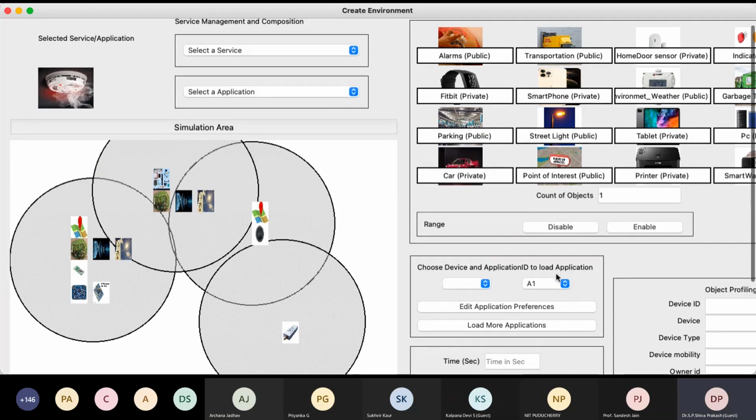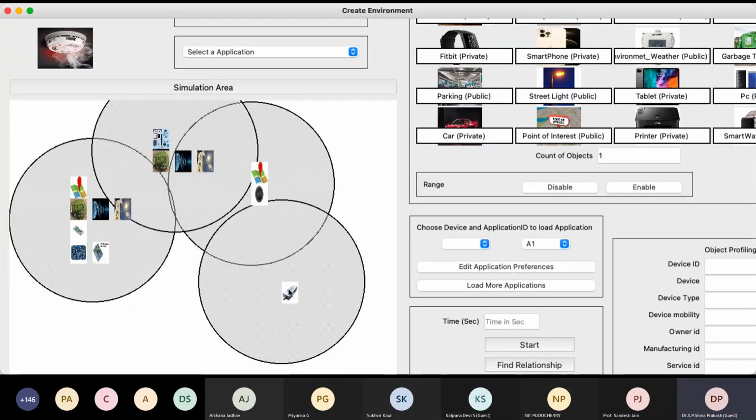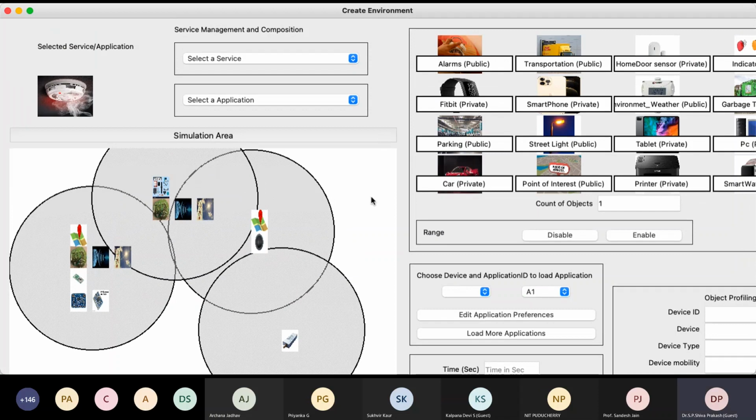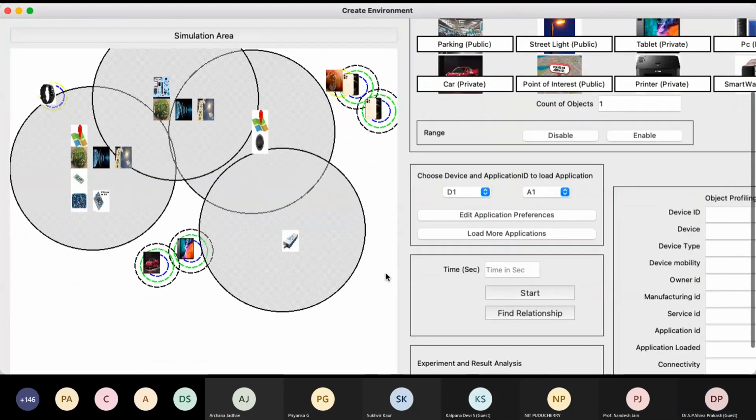Let's say this is an application. Now this application has only one service, so let me add a few more devices to this: 2 mobiles, alarms, some tablets, some watches, or some car.